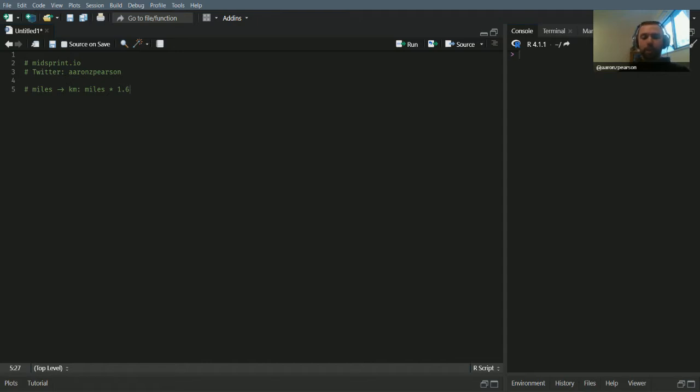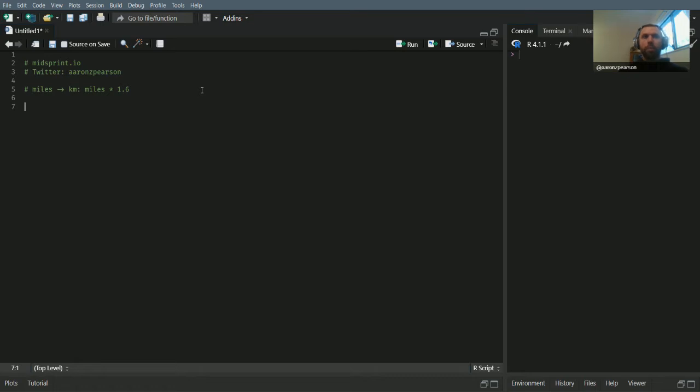For those that are working in imperial metrics, you can convert your miles into kilometers by multiplying your miles by 1.6. So what we'll start by doing is building a sample data frame of somebody who's running a 10-kilometer race, and then we're just going to tweak it a little bit to add some noise.